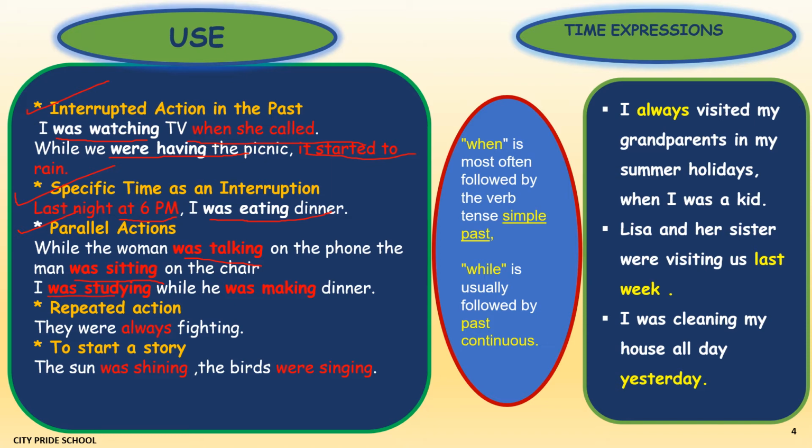I was studying while he was making dinner. So these two actions, again going side by side, are parallel actions. To talk about repeated actions: they were always fighting. Always is an adverb of frequency. So in the past, this was an action that was repeated. Then also, to start a story.